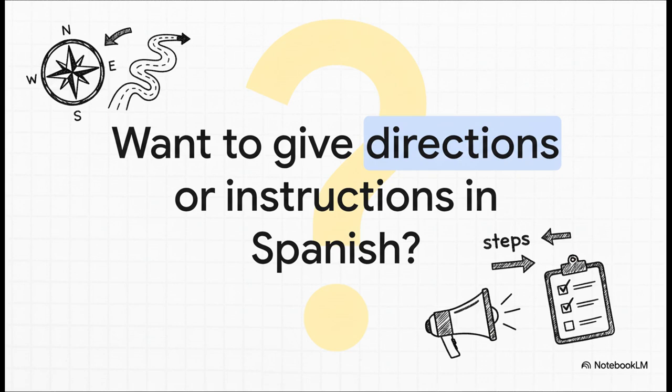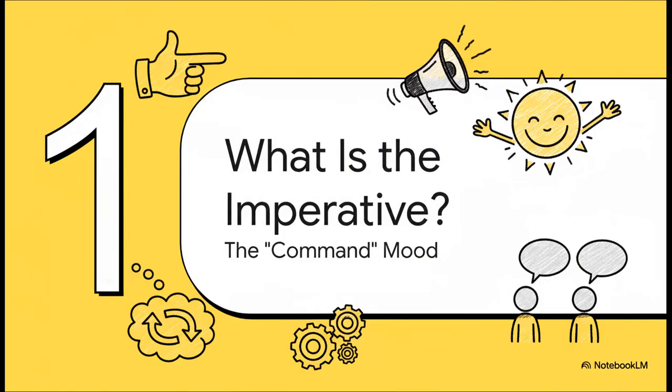You ever find yourself in that spot where you really want to explain how to do something in Spanish, or maybe help a lost tourist find their way? Well, the exact tool you're looking for is called the imperative mood. It's really your key to giving clear, direct instructions. So first things first, what is the imperative? You hear the term command mood, and you might think it's all about being bossy, but really it's not like that at all. It's actually an incredibly friendly and useful tool that you'll use in everyday conversations.